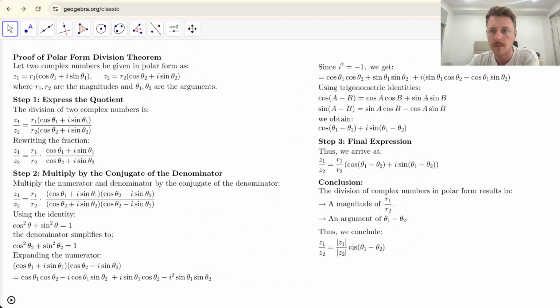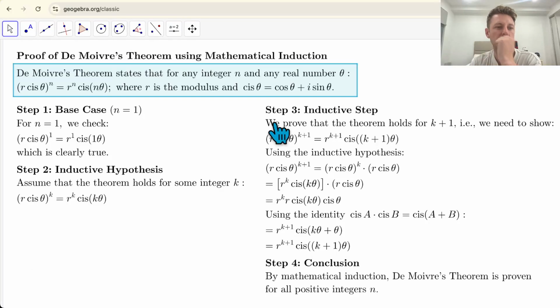All right, let's move on to the next part, where we're coming back to this word I can't say. So, proof of de Moivre's theorem using mathematical induction. De Moivre's theorem states that for any integer n and any real number theta, r cis theta to the n equals r to the n cis n theta, where r is the modulus, and cis theta equals cosine theta plus I sine theta.